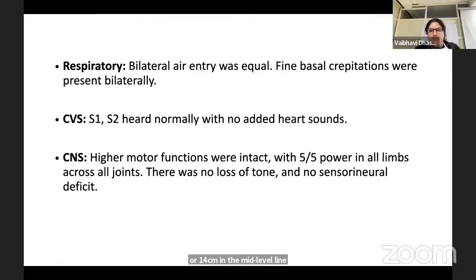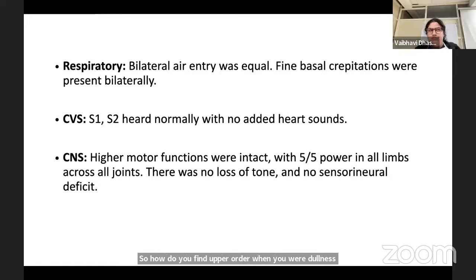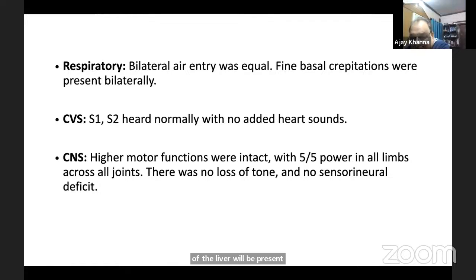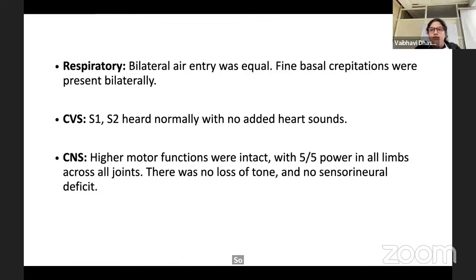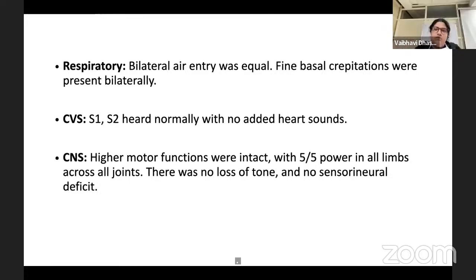Yes, sir. So how do you find the upper border of the liver dullness? On percussion over the chest, the note that is normally heard is resonant because of the air filling the lungs. When we hear the dullness, that is where the upper border of the liver will be. But how will you do that test to find the upper border of liver dullness? The patient is asked to lie down, and we do the percussion in the mid-clavicular line from up to down.